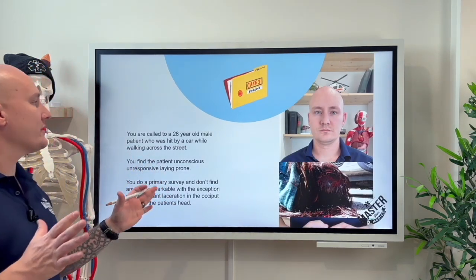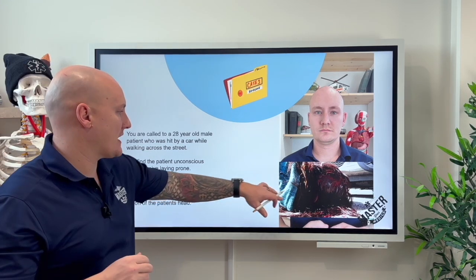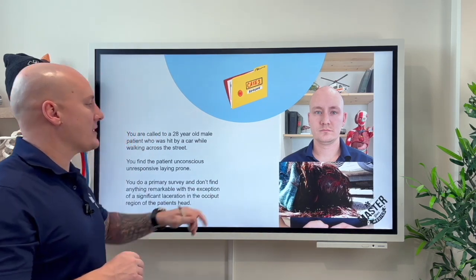Okay, so let's break this case down. You're called to a 28-year-old female patient who was hit by a car while walking across the street. You find the patient unconscious, unresponsive, laying prone. You do a primary survey and you don't find anything remarkable with the exception of a significant laceration to the occiput region of the patient's head. This is the back portion of the head. You can see that here with a significant amount of blood.